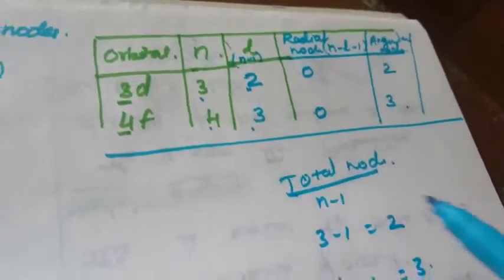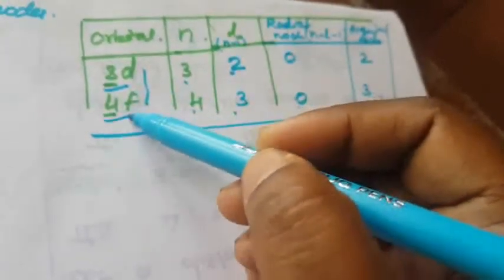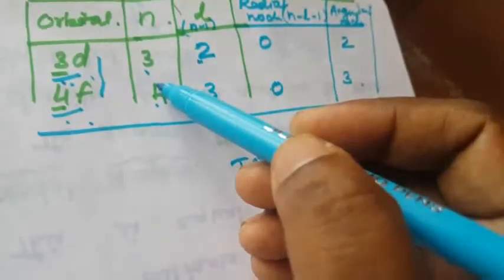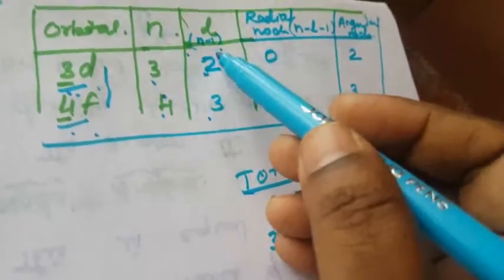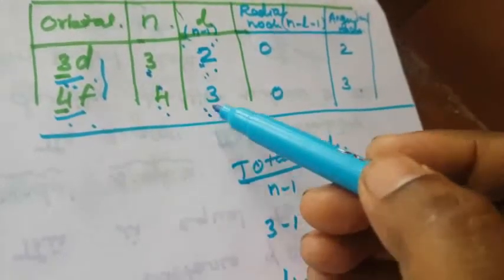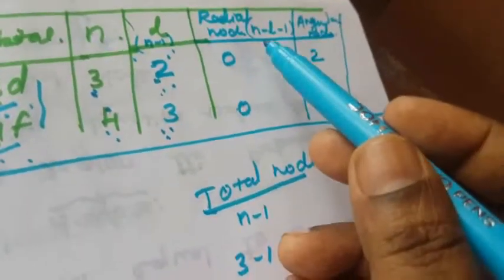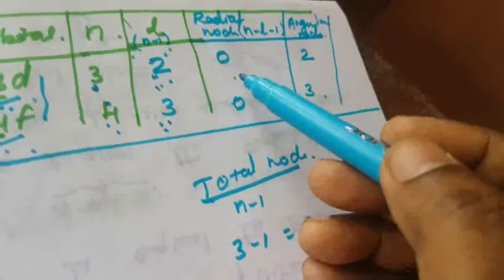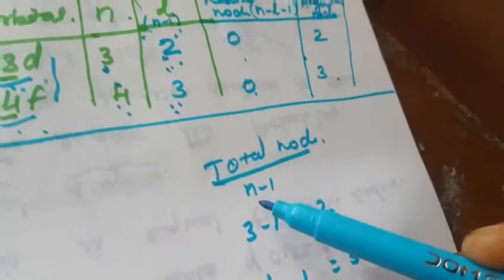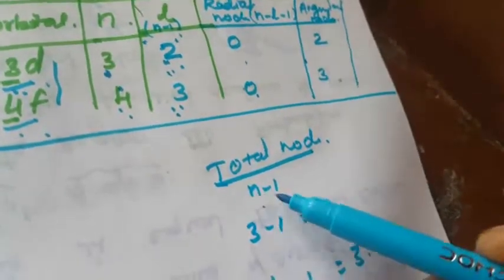In your book, they have given only the orbitals 3d and 4f. From these you can find the n value, as the number indicates the principal quantum number. The l values are 2 and 3. The radial node formula is n minus l minus 1, which equals 0 here also. The l value represents the angular node. The total node is calculated with the formula n minus 1. You substitute that value. This is the evaluate yourself.